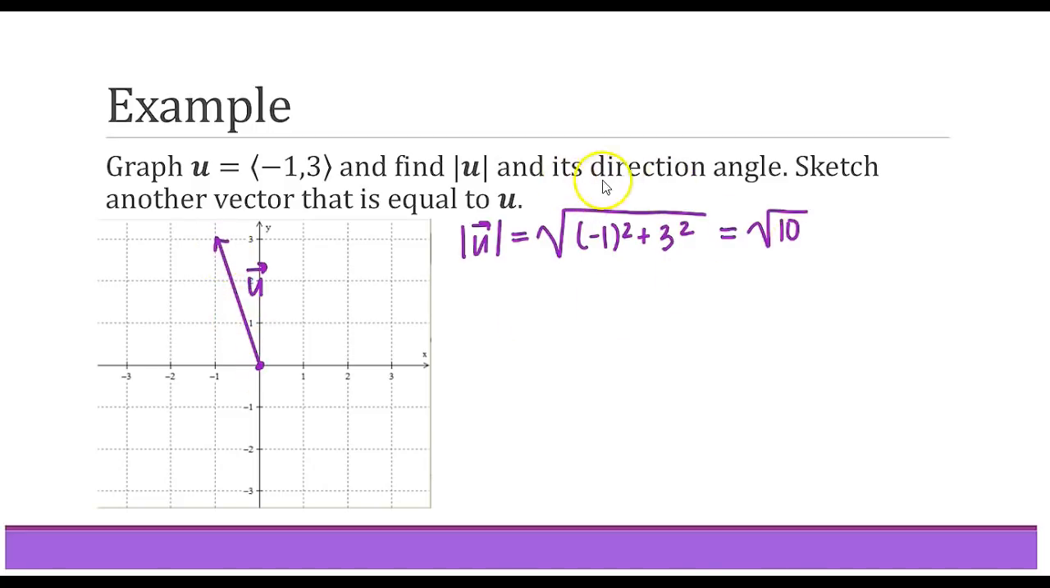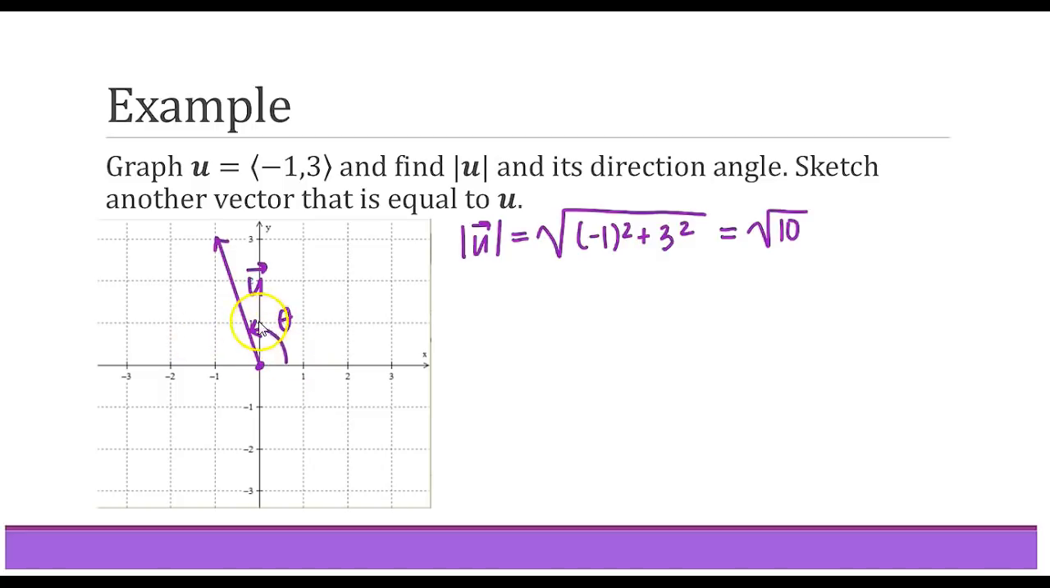And now we're interested in its direction angle. Its direction angle is the angle in standard position, so from the x-axis, whose terminal side is the vector. So we are looking for this angle here. This is my direction angle theta.